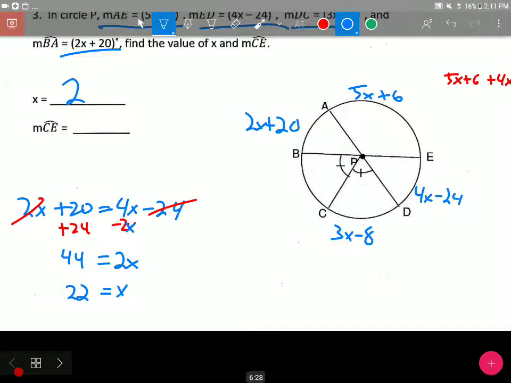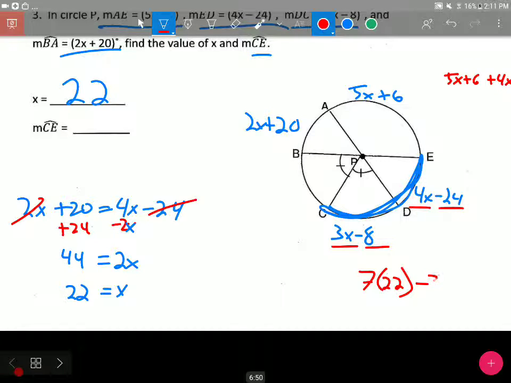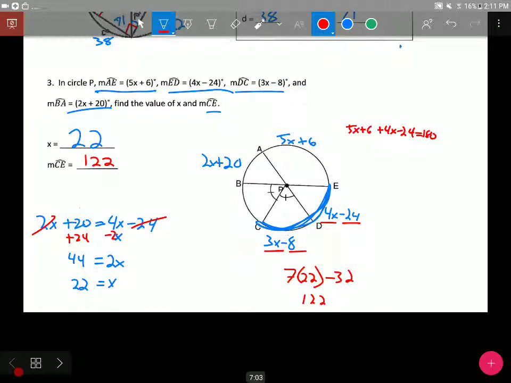Cool. And they also want CE, that distance right there. So I'm going to combine things. That's 3x and 4x, which makes 7x. X is 22, so let's put the 22 in there for x. And I got a negative 8 and a negative 24, so that makes a negative 32. So here we go: 7 times 22 minus 32 equals 122. So C to E is 122 degrees. All right, that's the first page.